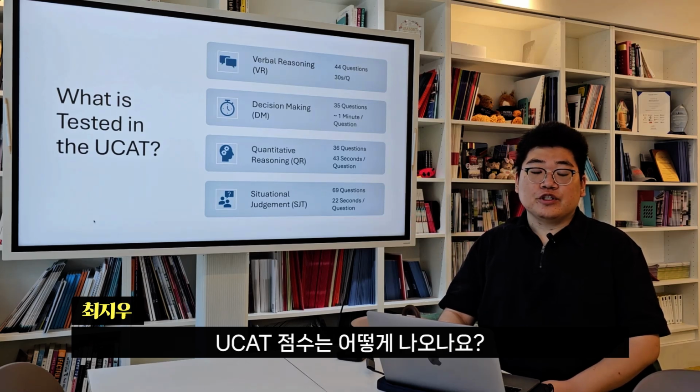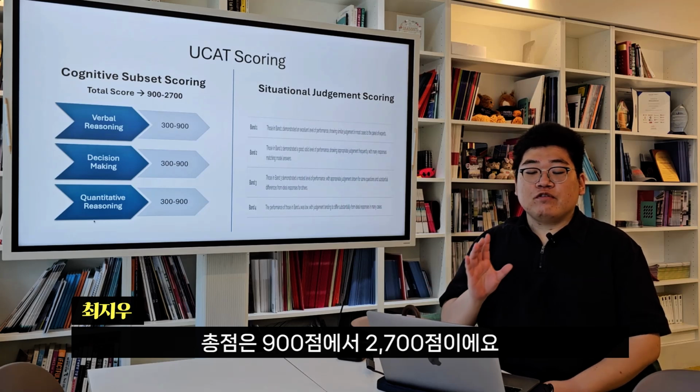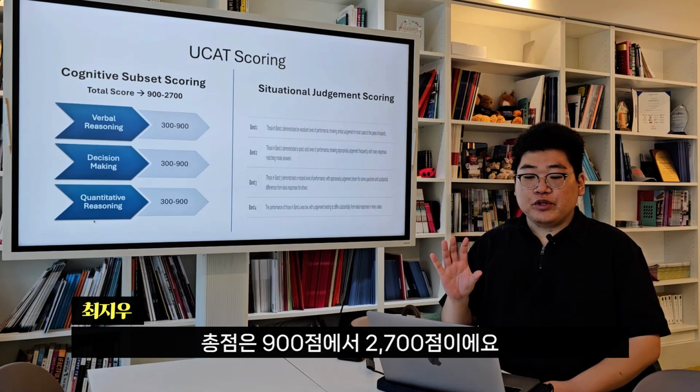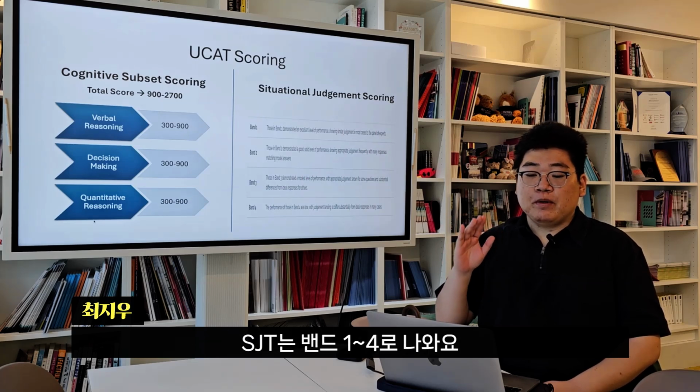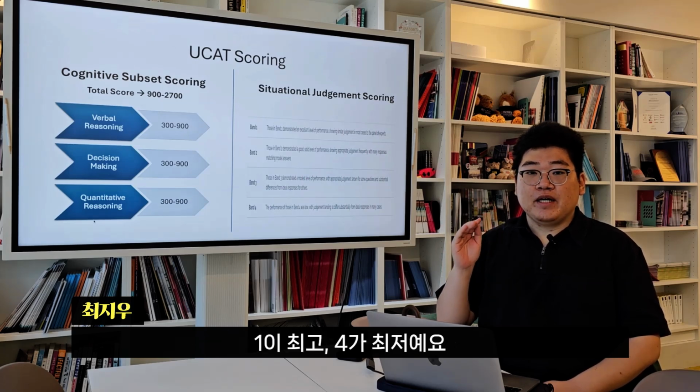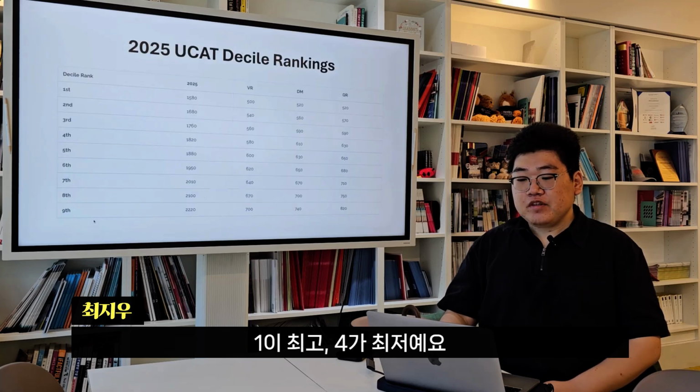So how is the UCAT scored? The UCAT is scored at a total of 900 to 2,700 points, and for each cognitive subsection, it's scored from 300 to 900. And for the situational judgment, it's scored on from bands 1 to 4, with band 1 being the best and band 4 being the worst.